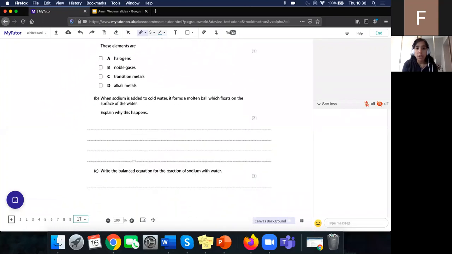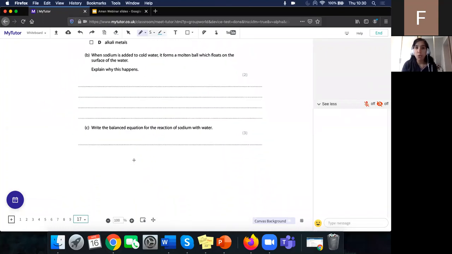Okay, when sodium is added to cold water, it forms a molten ball which floats on the surface of the water. Why does it float on the surface of that water? This is a slightly more tricky question. Does lithium have a crimson red flame? Yes, it does have a lithium red flame, but it won't produce that red flame when it reacts with water. It only produces that red flame if we add it to a Bunsen burner. Excellent. Everyone's saying it's less dense than water. Brilliant. That's why it floats on water. Really well done. Good. So when it reacts with that water, it is less dense.